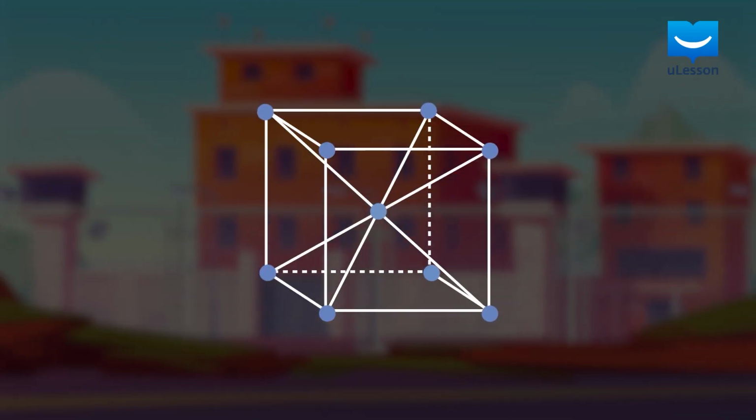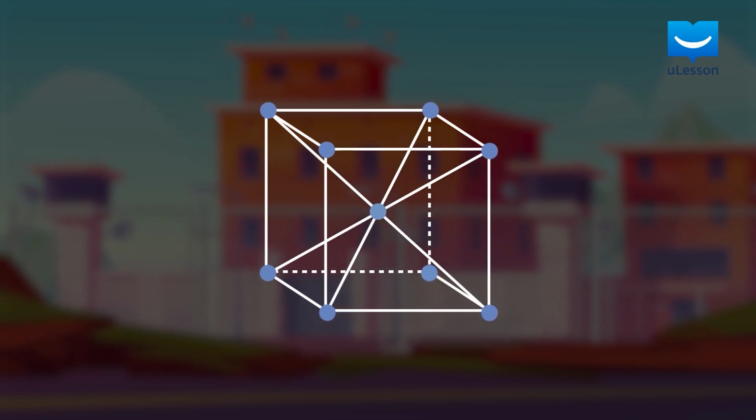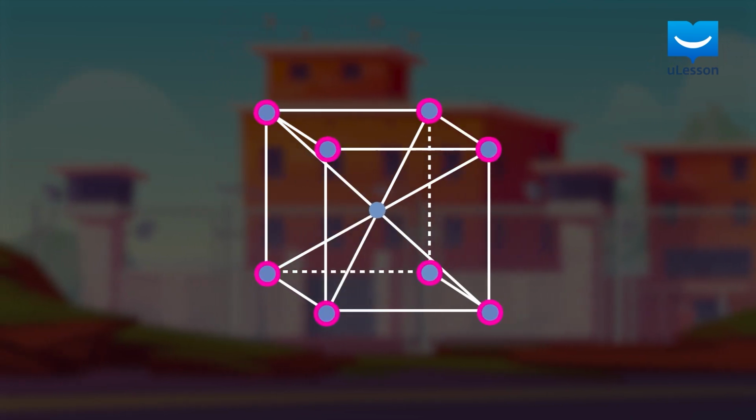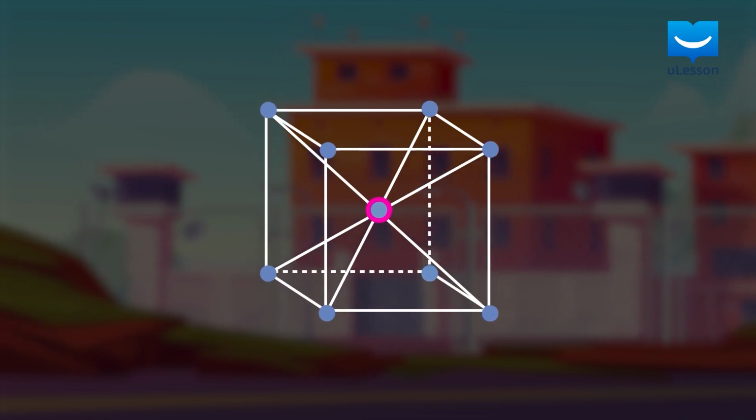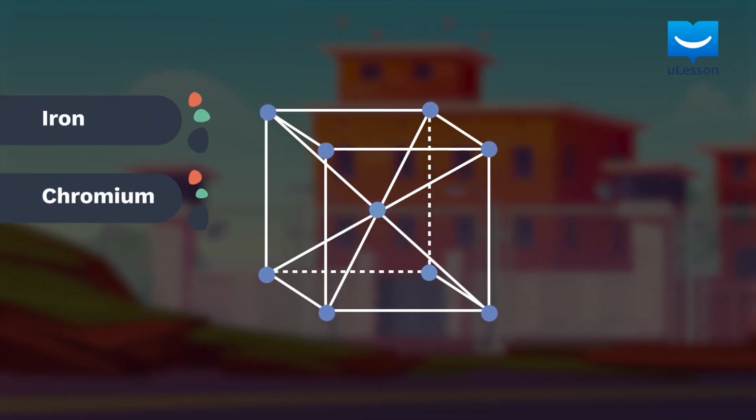A body-centered cubic lattice has the atoms arranged at the corners of the cube-shaped lattice and an atom at the center of the cube, and examples are iron, chromium, and tungsten. Now, note that the lines that make these shapes are imaginary. There are actually no lines connecting these atoms. These lines were introduced to enable us to understand the placement of the atoms and the molecules within the crystalline material.